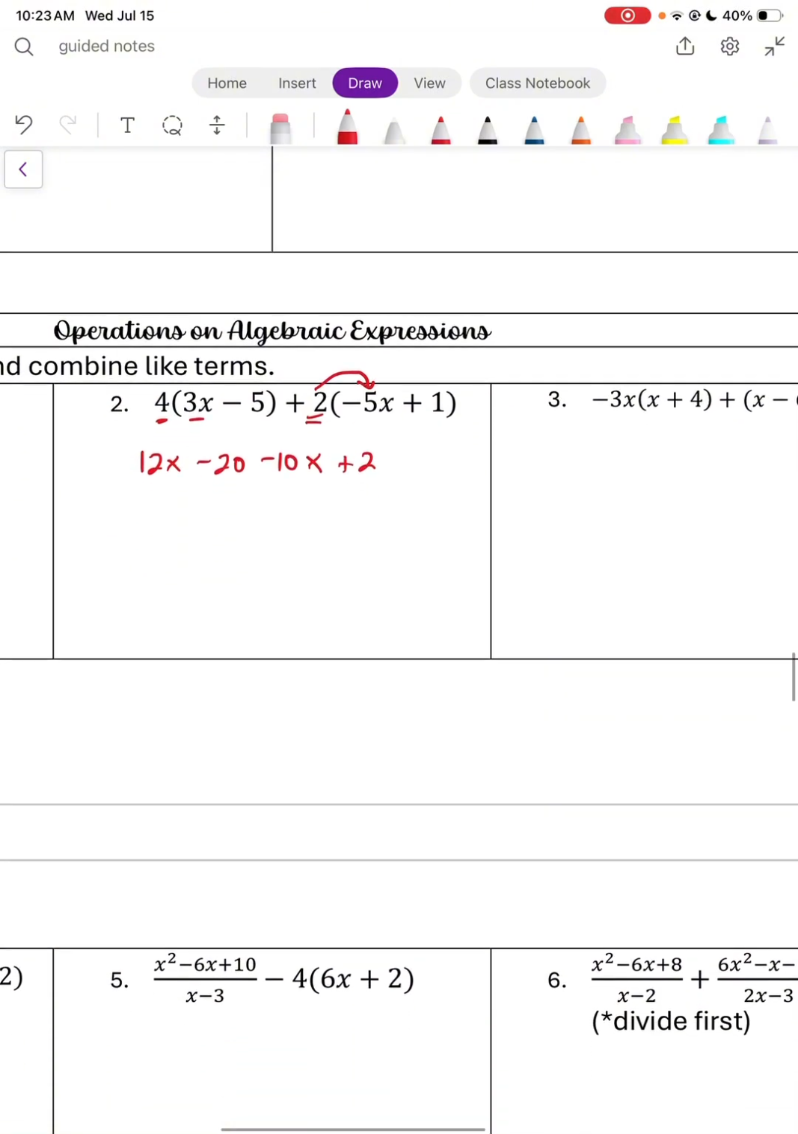Then we're just like the last problem. Combining like terms, we can only add and subtract things that are alike. 12x minus 10x is 2x. A negative 20 and a positive 2 gives you a negative 18, and we're finished.